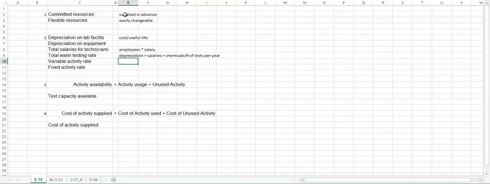Your variable water rate is going to be the cost of your chemicals divided by the number of tests that you plan to run each year. And then your fixed activity rate is going to be your depreciation, the salaries, and then divided by the number of tests per year.